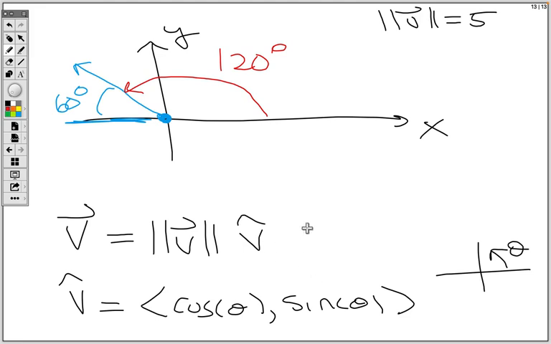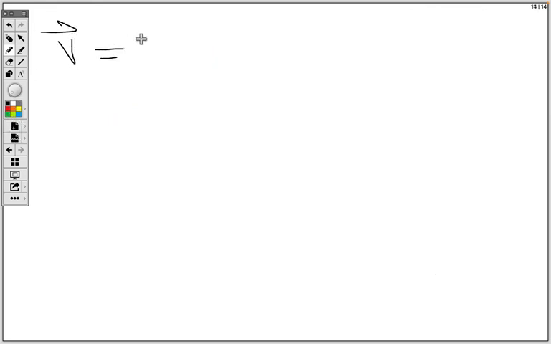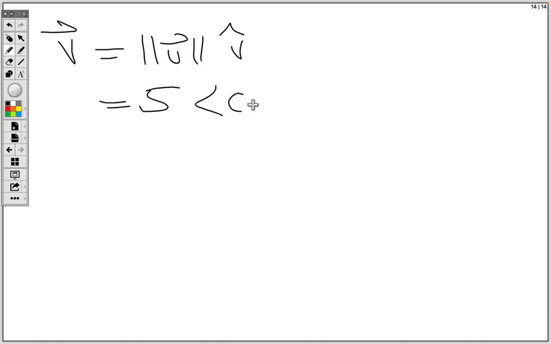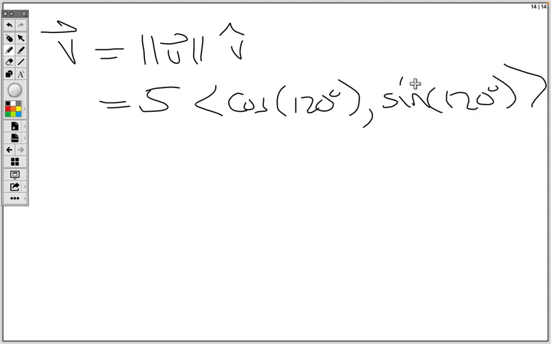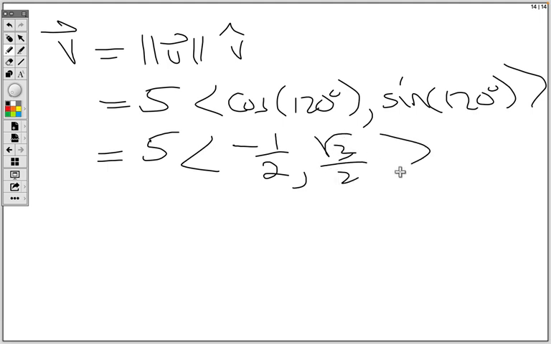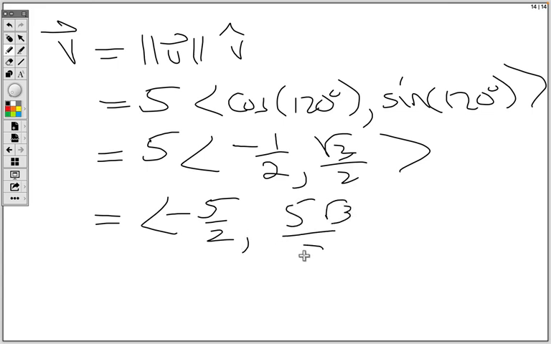So now we can recover all of this information here. We got theta is 120 degrees. So once again, v is magnitude times direction. That's 5 times the vector cosine 120 degrees, sine 120 degrees. If you don't have the unit circle memorized, you should at least have it handy. Take a look at it. Cosine of 120 degrees, that's going to be, well, it's a 60-degree reference angle, living in quadrant 2. And so you get negative 5 halves, 5 root 3 over 2. Okay.